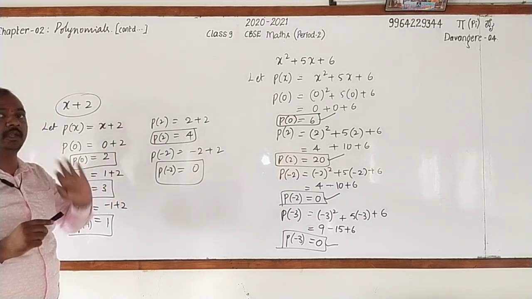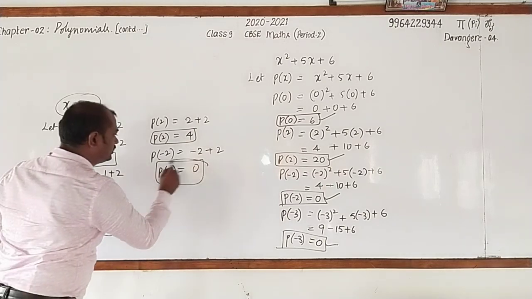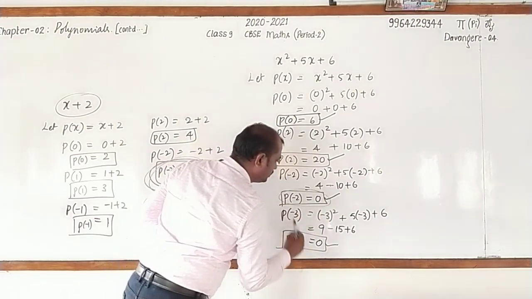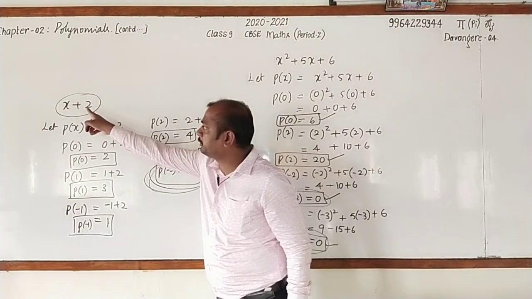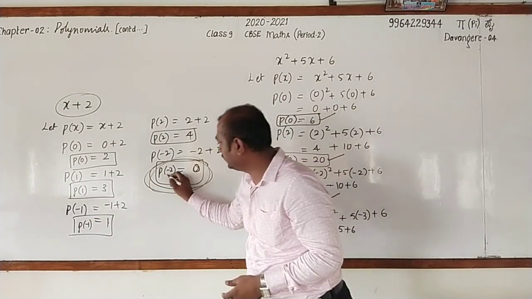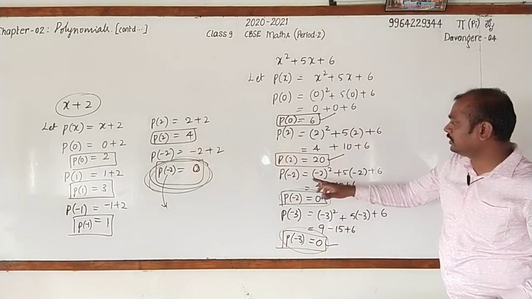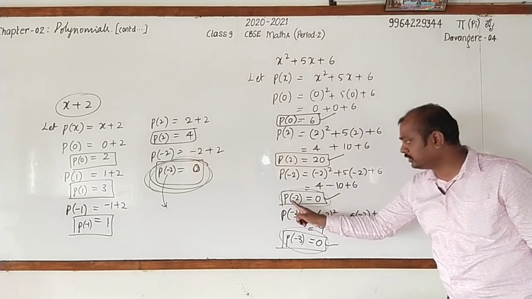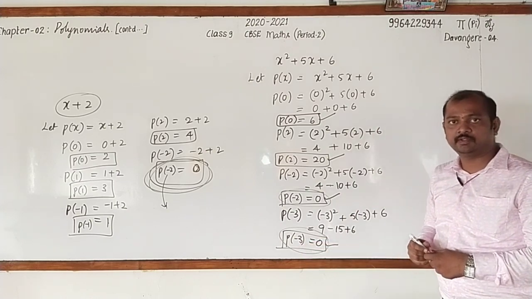So this is the method of finding the value of the given polynomial for the given value of variable. Now I am going to encircle some of the values. Observe, where the value we have got 0, and here we have got 0, here we have got 0. Look at here, the value of the polynomial x plus 2 is 0 when x is minus 2. Got it? And here the value of the polynomial x square plus 5x plus 6 is 0 when x is minus 2, and is 0 when x is minus 3.